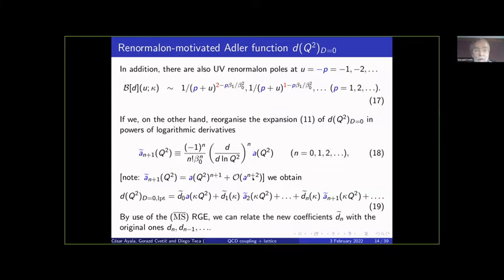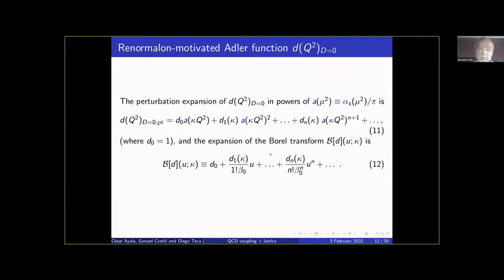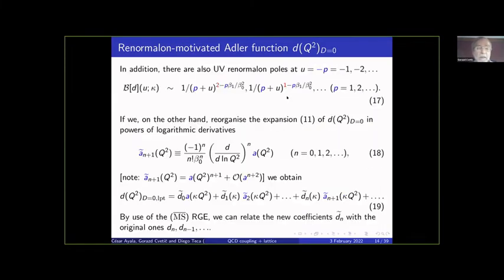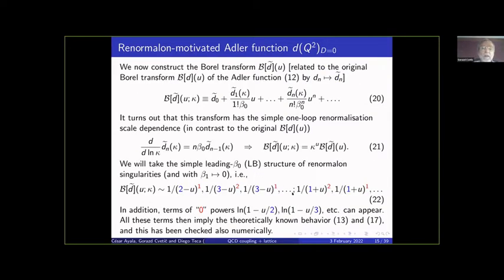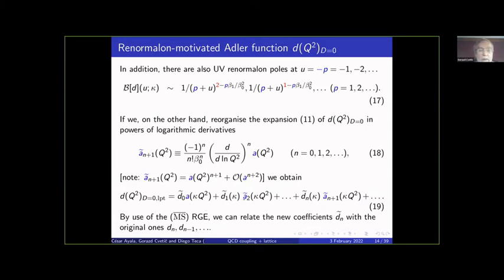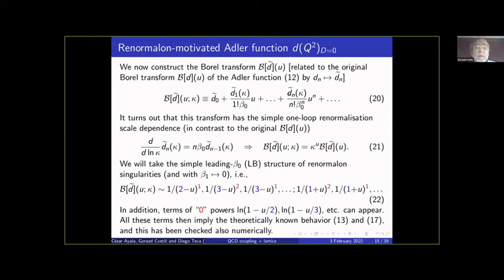Now, if we reorganize our expansion of the Adler function D in these logarithmic derivatives, we get dn tildes in fact of dn. But knowing dn tildes is equivalent to knowing dn because they are connected with each other. Knowing the first four dn tilde, we know the first four dn, etc., and vice versa. So now if we replace these logarithmic derivatives by powers, we can construct a Borel transform of an auxiliary quantity with D tilde.